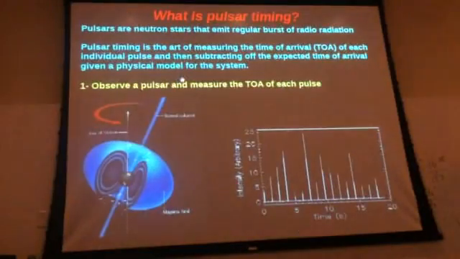But what is pulsar timing? Okay, pulsar timing is sort of self-explanatory. It is the art of timing pulsars. Okay, so, and that's my explanation of it. So what do you do? Okay, we all know what a pulsar is.